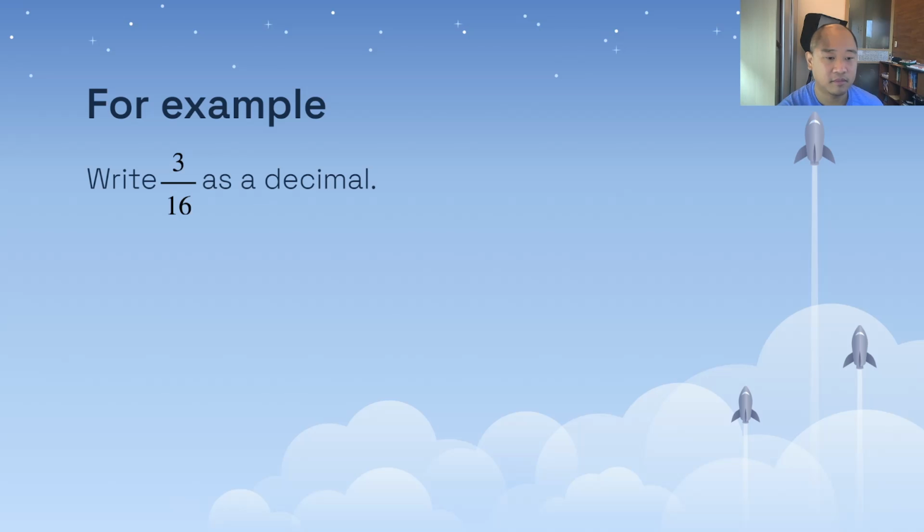Okie dokie. Here we have another example. Go ahead and try this one as well. Welcome back. Here we go. Let's do it together. 3 divided by 16. I'm just going to do this with a calculator. This is 0.1875. Another terminating decimal.